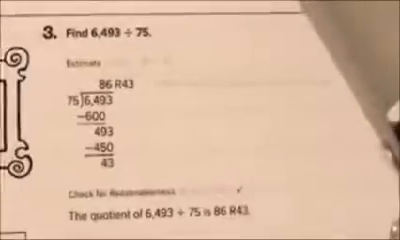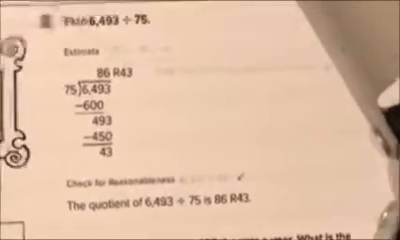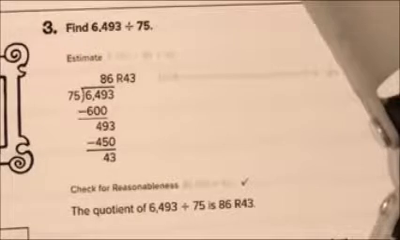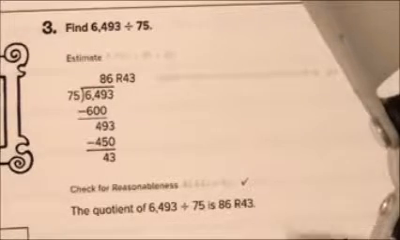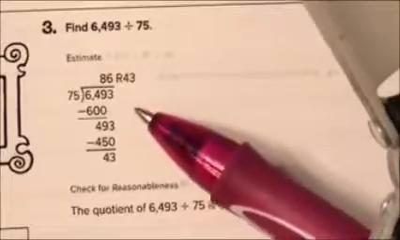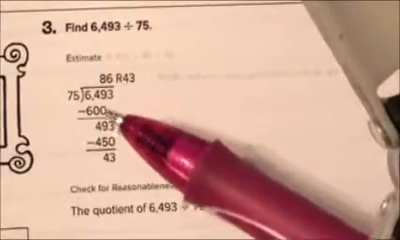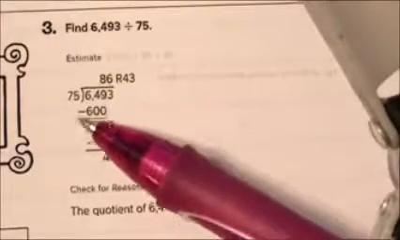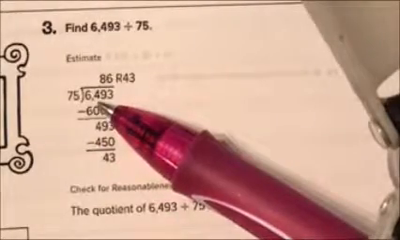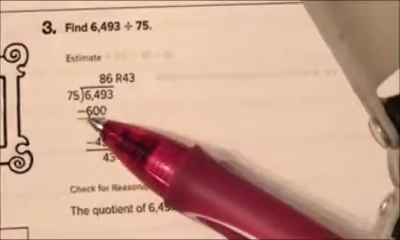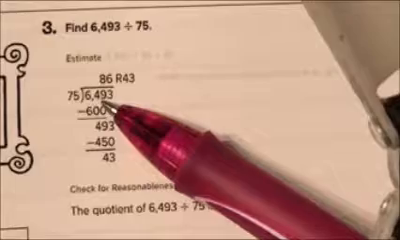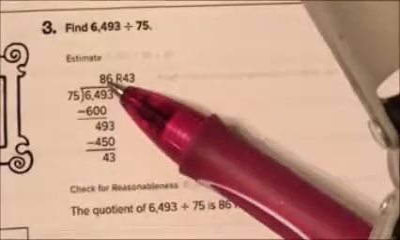I have a couple more examples to look at. So example number 3 says find 6,493 divided by 75. Okay, so again, I ask myself a series of questions. Can 75 go into 6? No. Can 75 go into 64? No. Can 75 go into 649? Yes. How many times? 8.